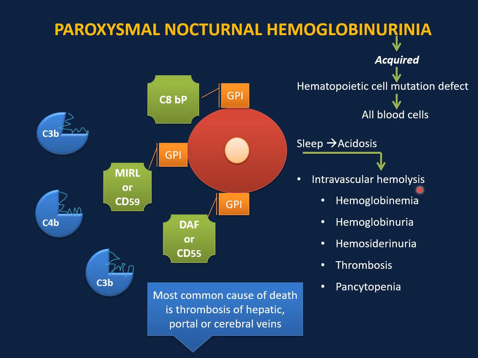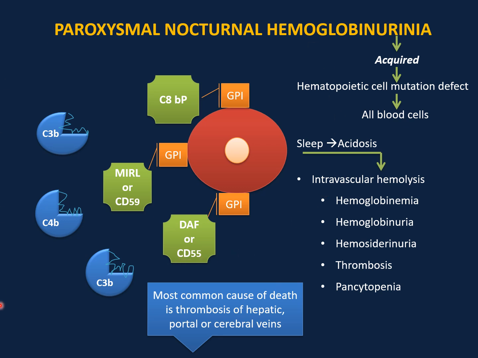Intravascular hemolysis means hemolysis within the blood vessels, and this will present with hemoglobinemia, hemoglobinuria, hemosiderinuria, thrombosis, pancytopenia. The most common cause of death of these patients is thrombosis of hepatic, portal, or cerebral veins, large veins. So this is a summary for paroxysmal nocturnal hemoglobinuria. And if you want to screen or test this patient, you can do flow cytometry to test for CD59 and CD55.